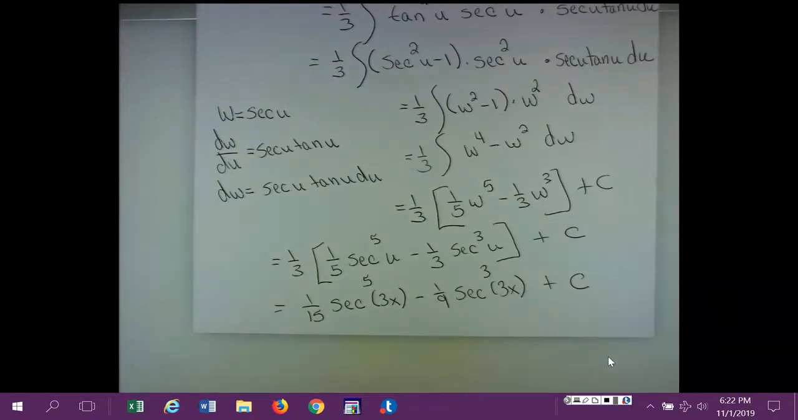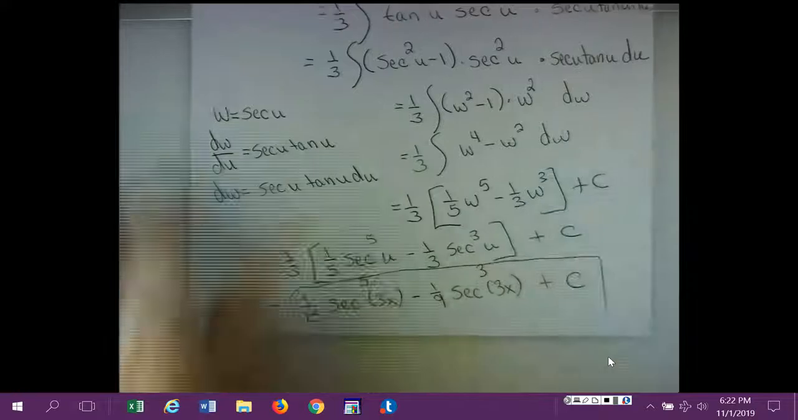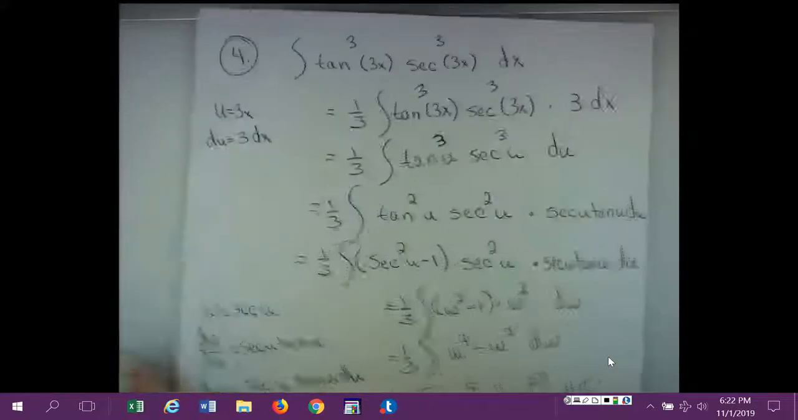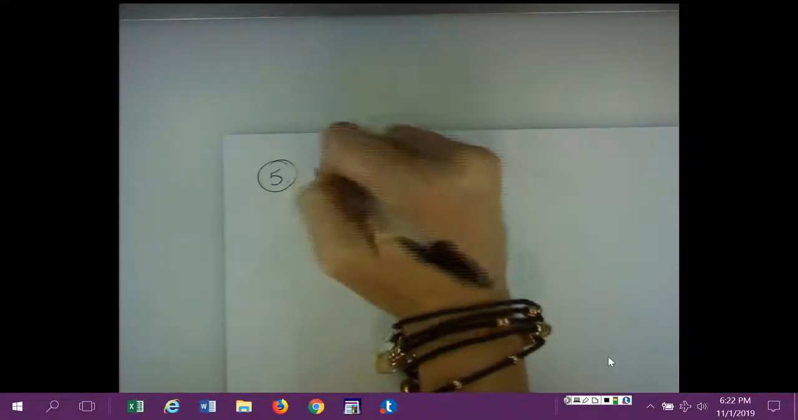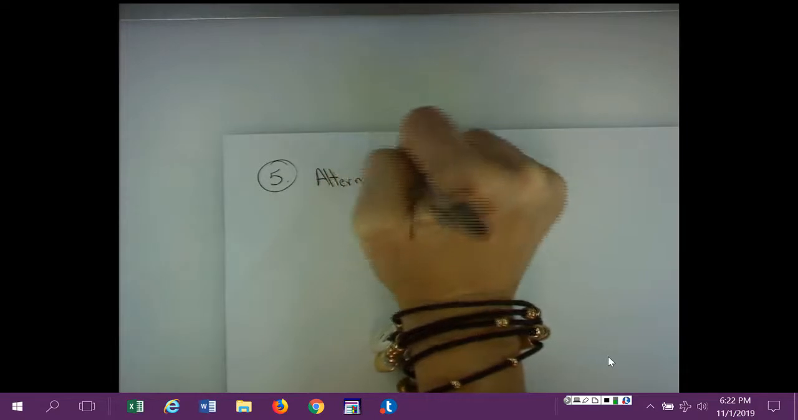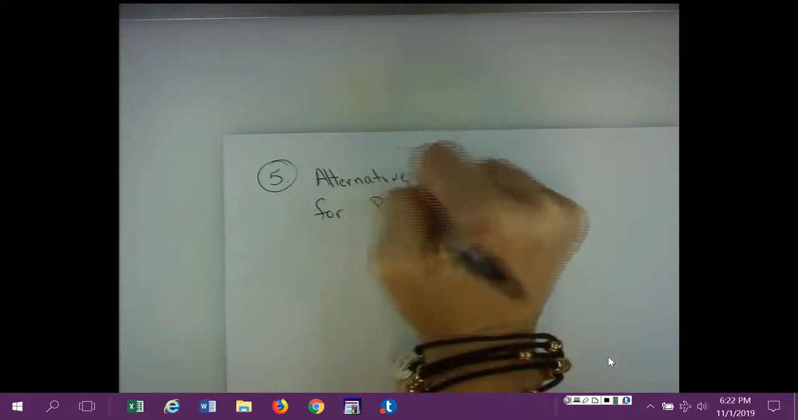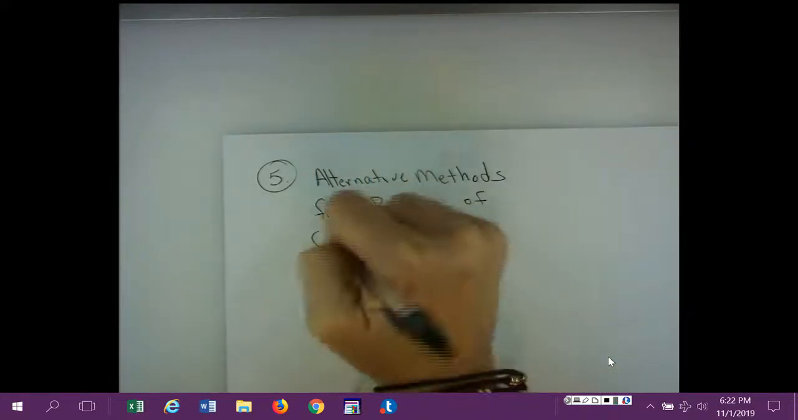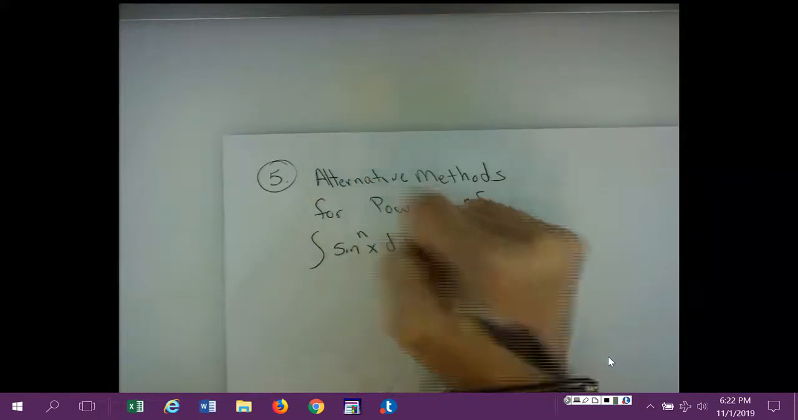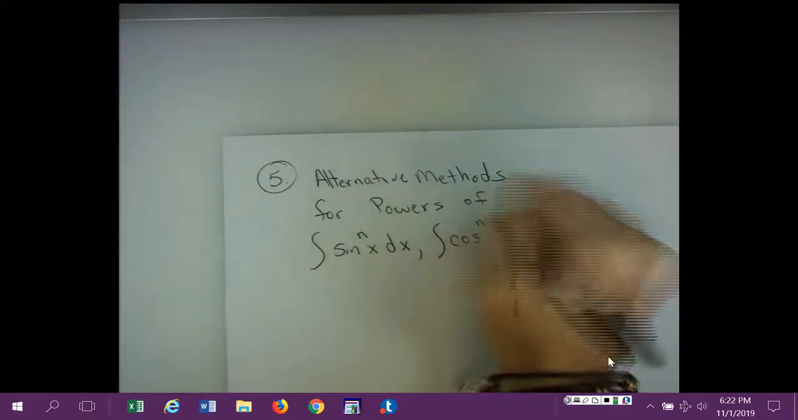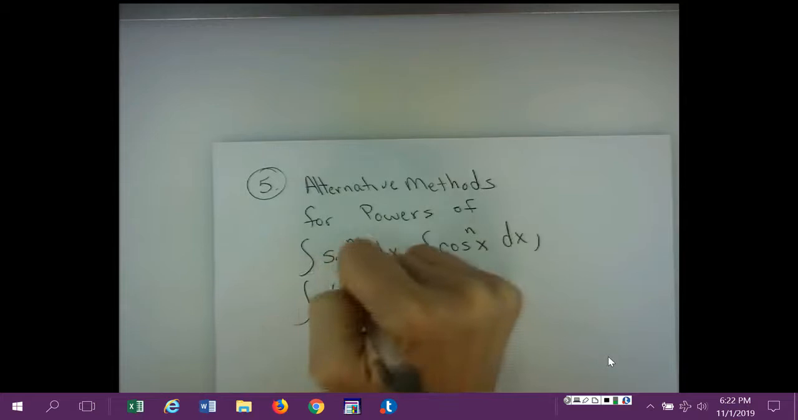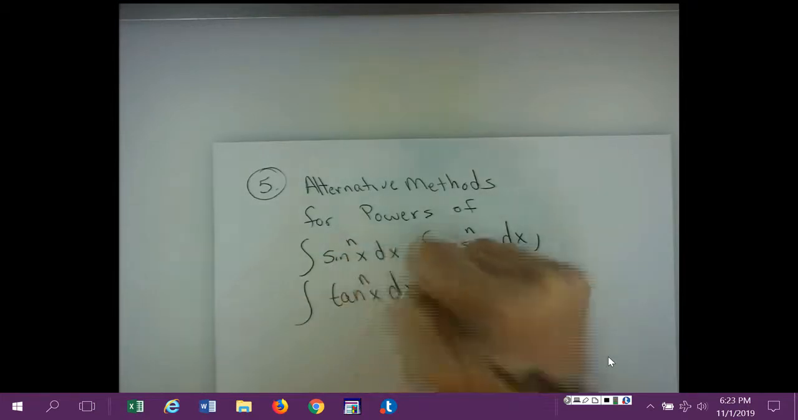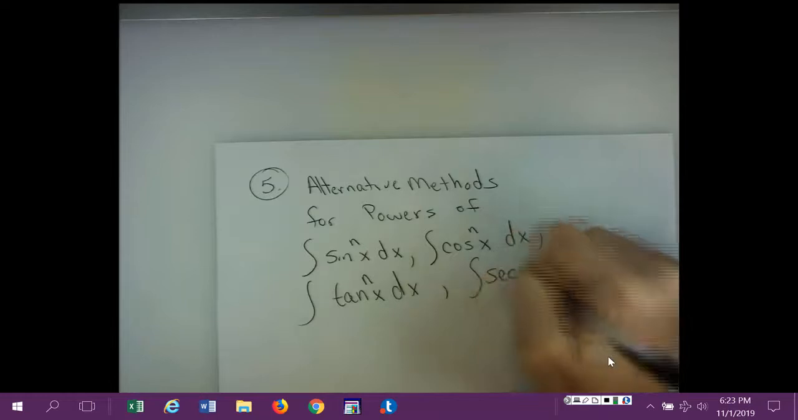Okay. Final answer. And then we want to get into some alternatives. So I might show you more than one example of alternative methods. Remember, this is alternative methods for those powers of sine to the power of n, cosine to the power of n, tangent to the power of n, and secant to the power of n.